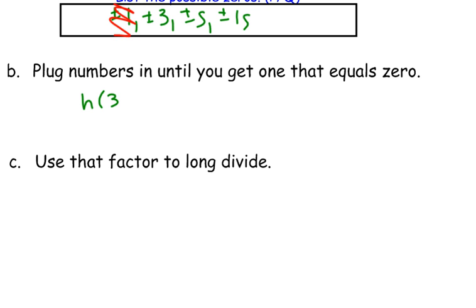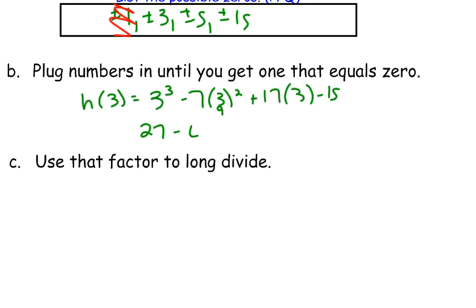So h of 3 equals 3 cubed minus 7 times 3 squared plus 17 times 3 minus 15. 3 cubed is 27, 3 squared is 9, so minus 63, plus 17 times 3 is 51, minus 15. So let's see here, I have 27 minus 63. I'm just going to add my positives here, because I'm thinking you might be doing this in your head. So here are my positive numbers. I have 78, and then minus, and I'll add these negative numbers.